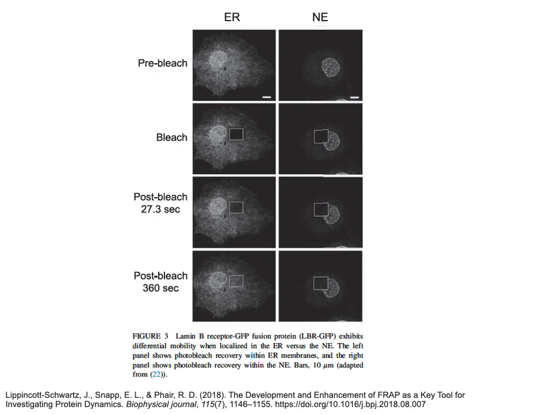So if maybe they looked at 10, 20 minutes later, then at that point they might see more recovery. Okay, but what they do show is that you can do photobleaching to specific membranes inside the cell, to the ER membrane, to the nuclear membranes, the nuclear envelope of the cell, in addition to the plasma membrane.